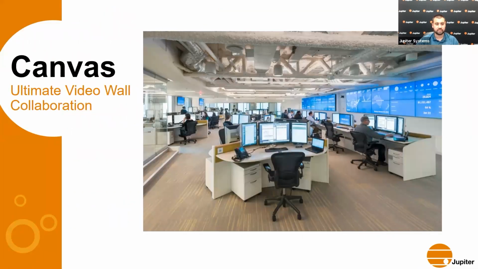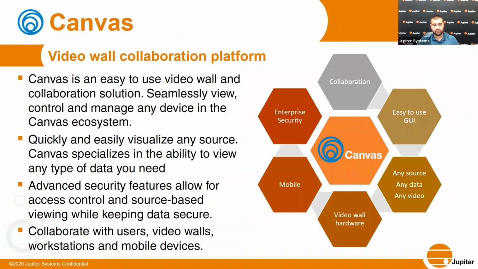So while we're all here, Canvas. It is the ultimate video wall collaboration solution. And it is a very easy to use video wall solution. It lets you seamlessly view, control, and manage any device. You can quickly and easily visualize any source that you want, or any video or any data. And that's one of the things I'm actually really proud about as a product manager, giving the customer the ability to view any type of data that they want, right? Rather than the traditional HDMI or DVI feeds or DisplayPort feeds, right? Being able to ingest any type of data into our video wall processors and now distribute that is a really powerful tool.